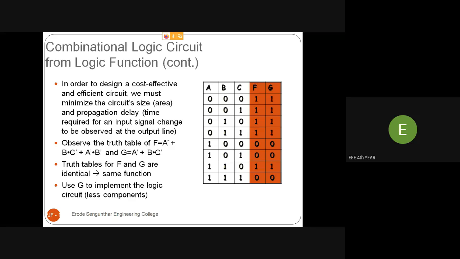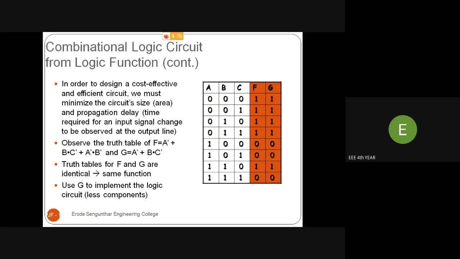Next step. Observe the truth table of F is equal to A bar plus B into C bar plus A bar into B bar, and G is equal to A bar plus B bar into C bar.